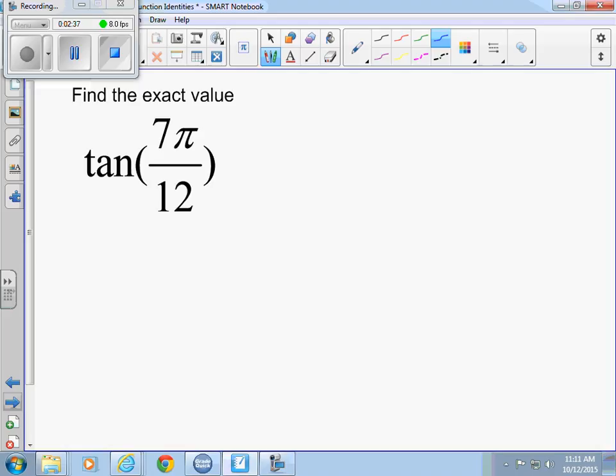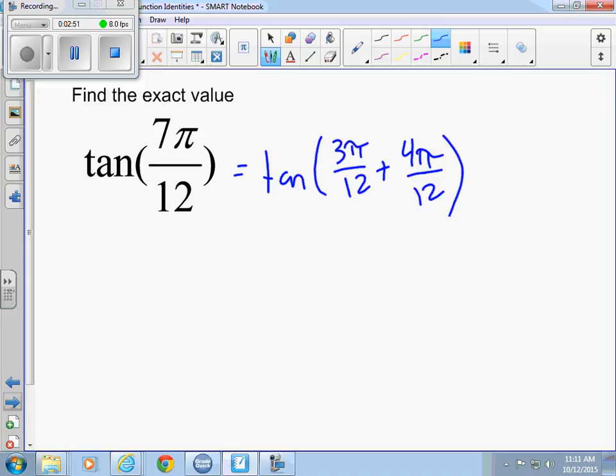So how am I going to break it up? You're going to... Good. 3 pi over 12 plus 4 pi over 12. Does everyone agree? That's a good choice. Okay. Why? You can make it anything you want. Why is this a good choice? Simplifies. It reduces, right? You want to do the easiest you can think of. This one is probably the best choice for this.